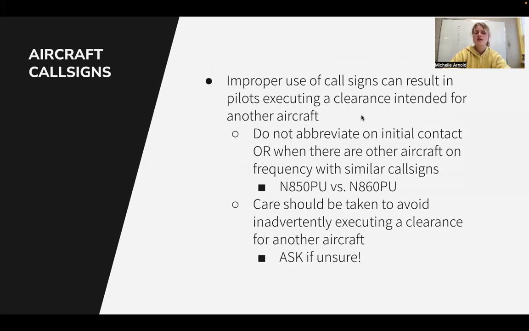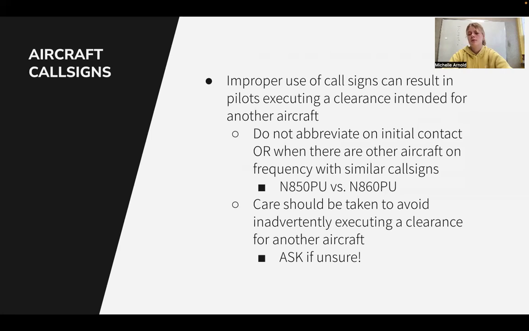All right, so using your aircraft call sign, don't abbreviate on your initial contact. Wait until tower abbreviates for you. A lot of times they'll just use the last 3 digits of your call sign, but wait for them to abbreviate before you start abbreviating. And don't abbreviate when there are similar call signs using the same frequency. So for example, at Purdue, there's Purdue 50 and Purdue 60. A lot of times Tower will initiate saying Purdue 50 and Purdue 60 to avoid confusion.